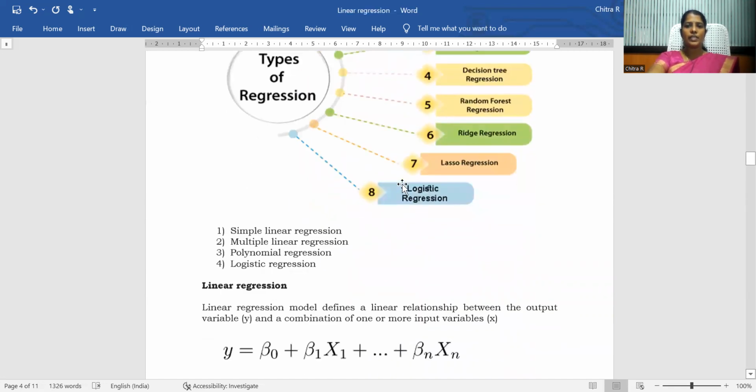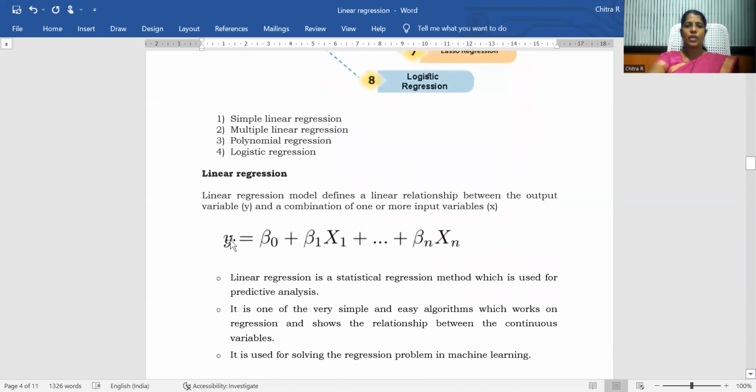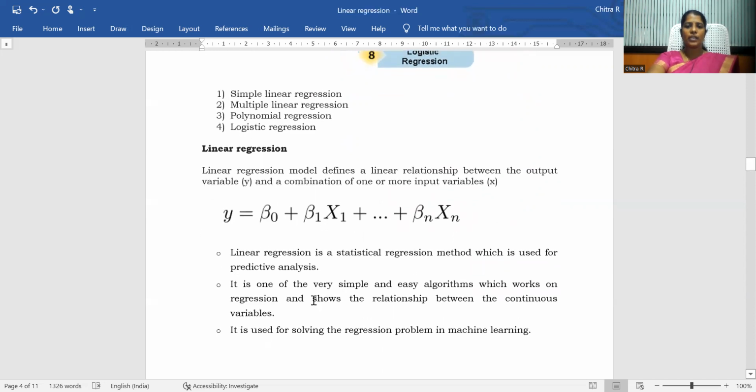So the linear regression is again classified into simple linear regression, multiple linear regression, polynomial regression, as well as logistic regression. In our example, we are considering only the simple linear regression. Linear regression means consider y is the dependent variable and it depends upon the input variables x1, x2, etc., xn. Linear regression is a statistical regression method which is used for predictive analysis.